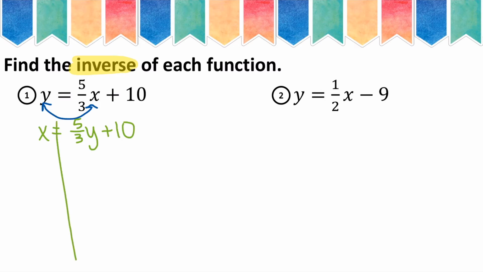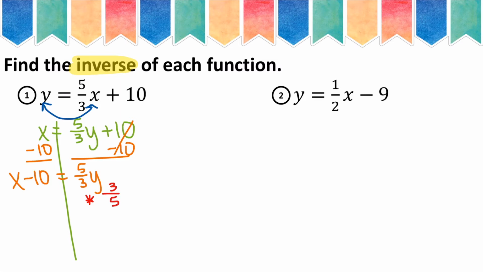And now we need to get y by itself. So to get y by itself, I will first subtract 10 from both sides. And now that I have a coefficient that is a fraction, what I will do is multiply by the reciprocal. So I will multiply by 3/5. Notice that I simply took this fraction and switched the numbers around. That's how you multiply by a reciprocal. And I need to do this to both sides.